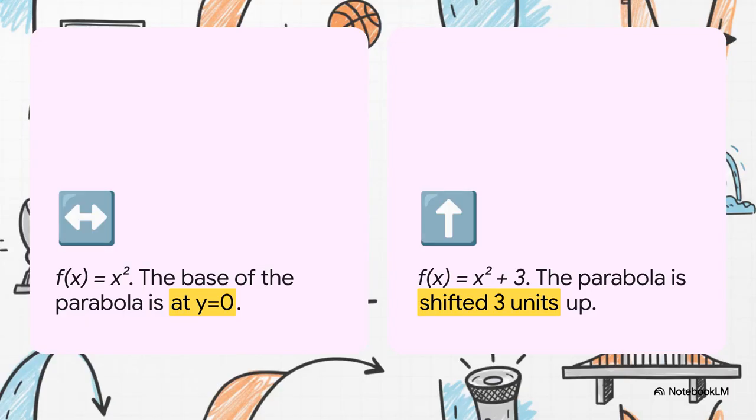And our last dial, K, is way more straightforward. Thank goodness, it's our vertical slider. Positive K moves the whole thing up, and a negative K moves it down. Just a simple up and down elevator.